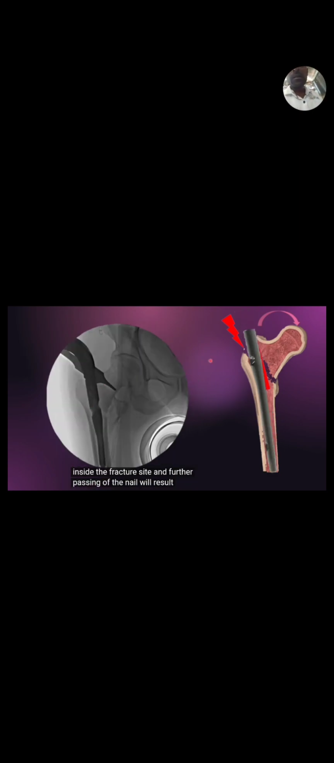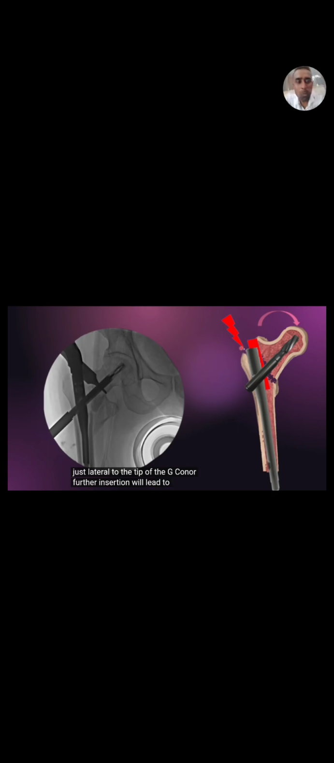Here also you can see the nail has gone inside the fracture site, and further passing of the nail will result in the wider part of the nail, that is the proximal part, inside the fracture site, and this will push the medial fragment further medially and there will be tilting in varus direction. So this is the wedge effect because of the fracture line exiting just lateral to the tip of the greater trochanter. Further insertion will lead to more displacement because the proximal part of the nail is the widest part, and this will push the medial fragment further medially. So ultimately your fragment is lying somewhere here and the fracture will remain distracted.